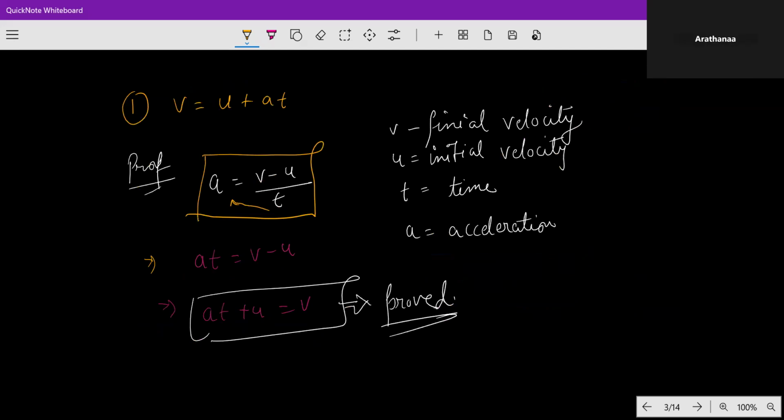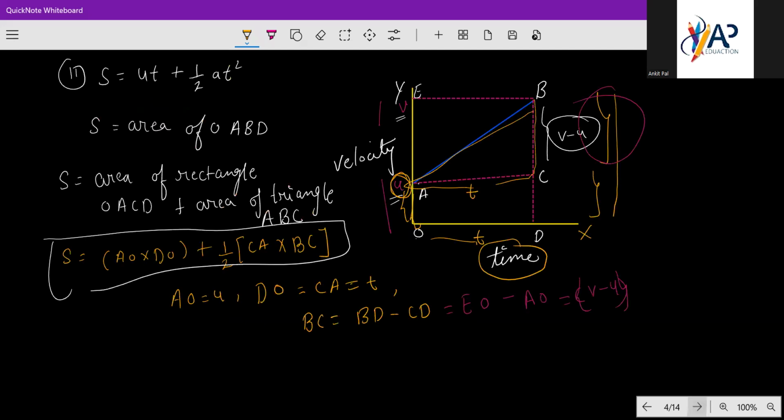Yes. So we can multiply a with t, a into t. Then the equation becomes at is equals to v minus u, right? If we take minus u to the other side, then we can say at plus u is equals to v. Then the first equation of motion is proved, right?